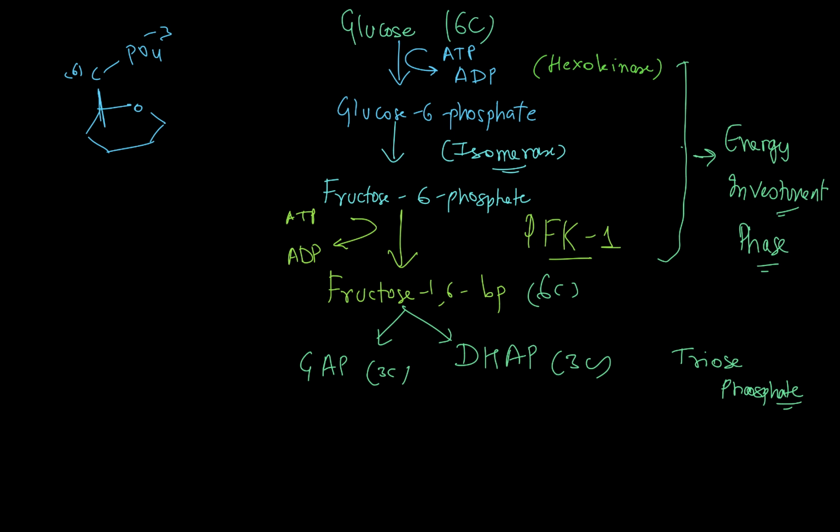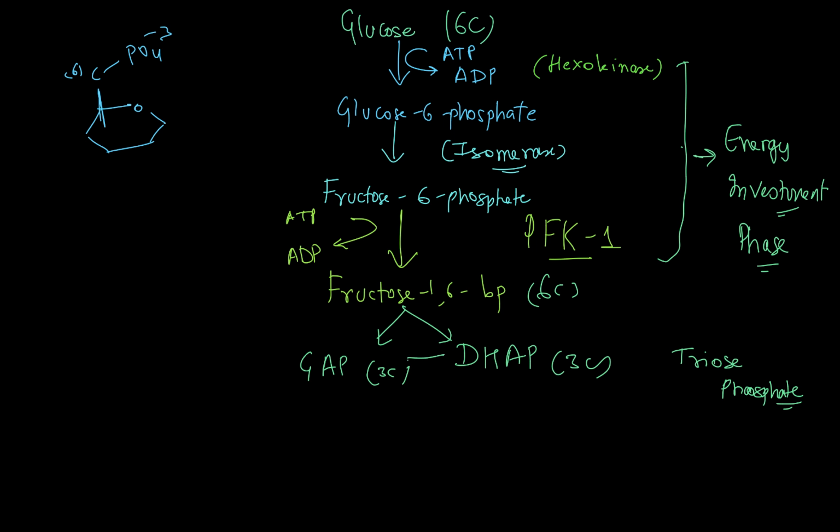So once we're done with the energy investment phase, we then move on to the energy recovery phase. And that's what we talk about after GAP and DAP. So obviously, there's one important point here, that you have 2 molecules of each thing being produced. That means you need 2 molecules of GAP to proceed so as to make sure that you have 2 molecules of pyruvate at the end. So that's ensured by the isomerization of GAP and DAP.